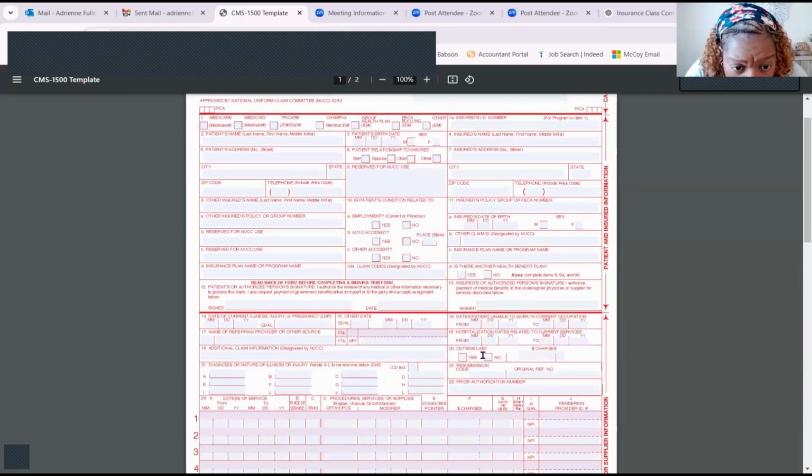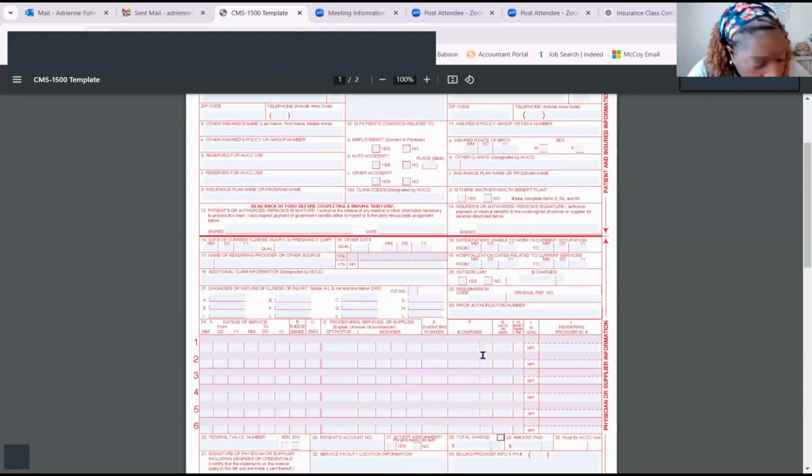So then the next thing in our practice that we pay attention to and complete would be box number 17, the name of the referring provider. In many, if not most or all cases, you're going to need a referring provider. And so that goes here in 17. And then in 17B, you're going to need their NPI number.